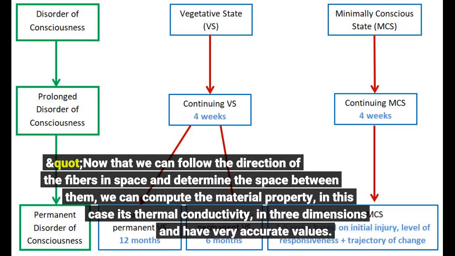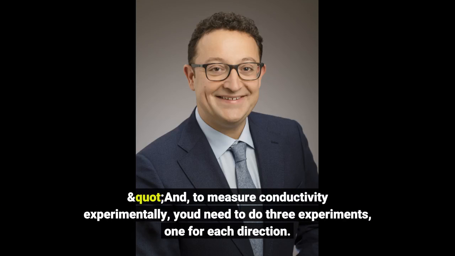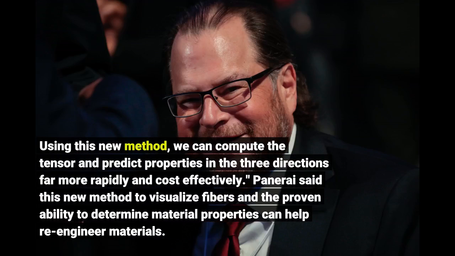"Now that we can follow the direction of the fibers in space and determine the space between them, we can compute the material property, in this case its thermal conductivity, in 3 dimensions and of very accurate values. And, to measure conductivity experimentally, you'd need to do 3 experiments, 1 for each direction. Using this new method, we can compute the tensor and predict properties in the 3 directions far more rapidly and cost-effectively." Panerai said this new method to visualize fibers and the proven ability to determine material properties can help re-engineer materials.